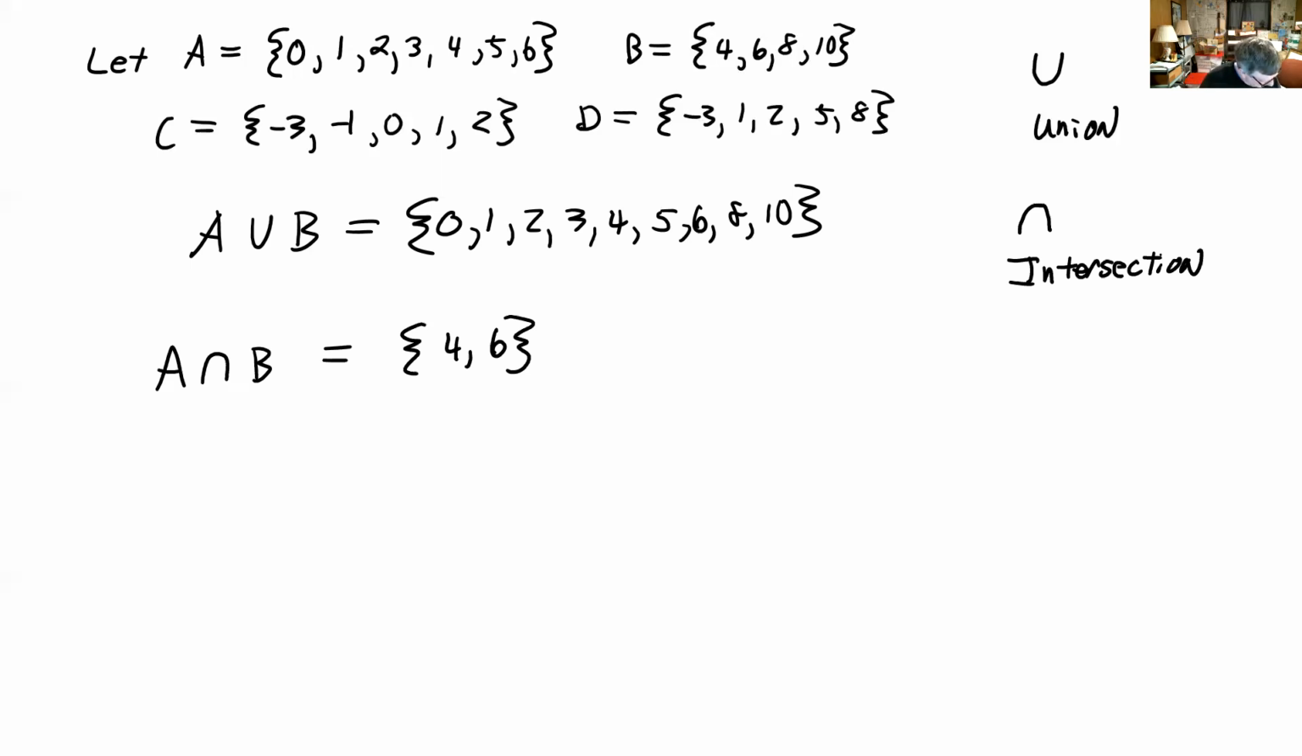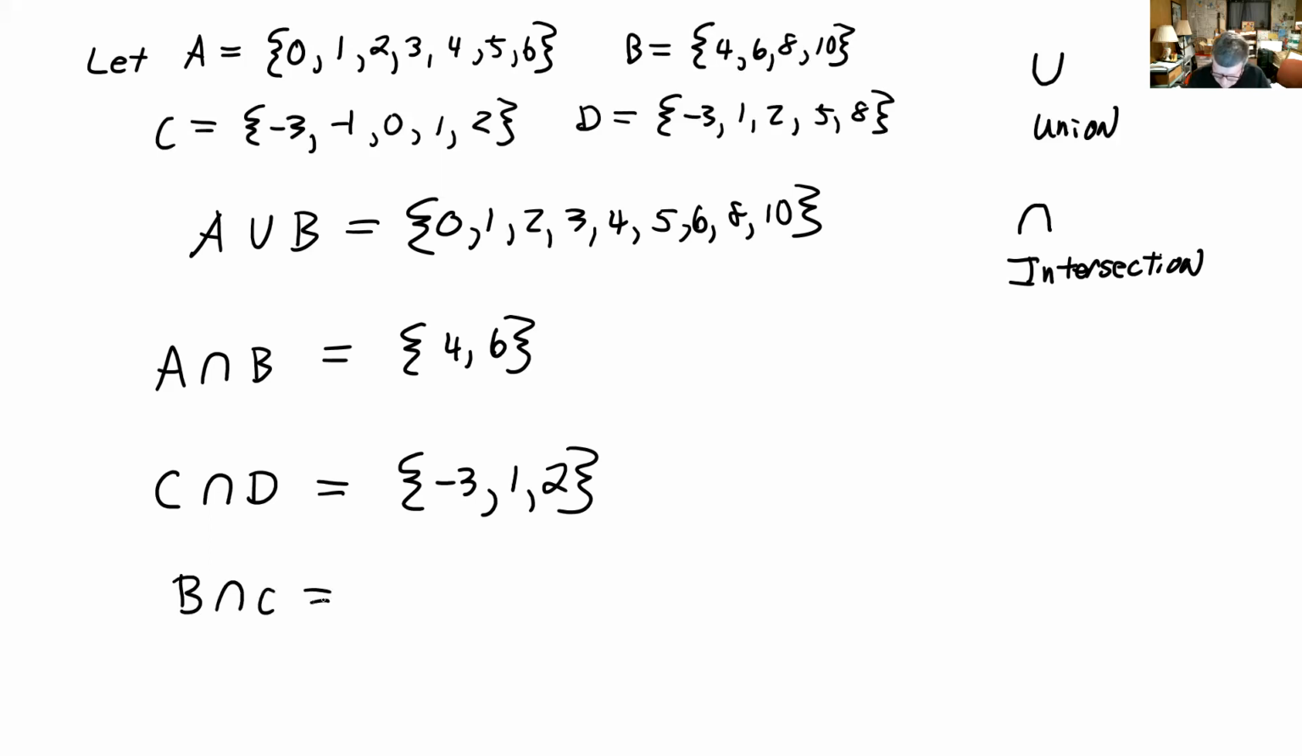Let's take a look at some more examples. What about, let's see here, the intersection of C and D? That would be what, -3 and 1 and 2. Good. What about the intersection of B and C? Oh, they have nothing in common.